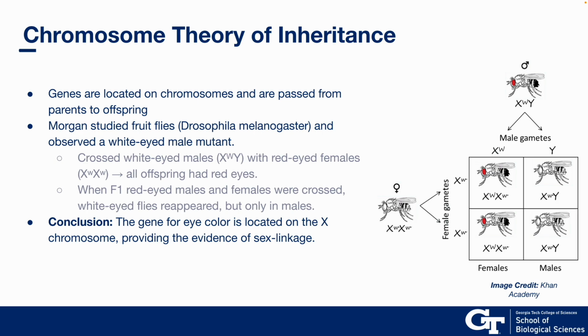So what happened when he crossed them together was that the females all had red eyes and the males all had white eyes. And that was really weird because that was like 2 traits were coming together, which shouldn't happen because that would violate Mendel's law of independent assortment. So this led to the idea that, hey, somehow sex and eye color are linked.